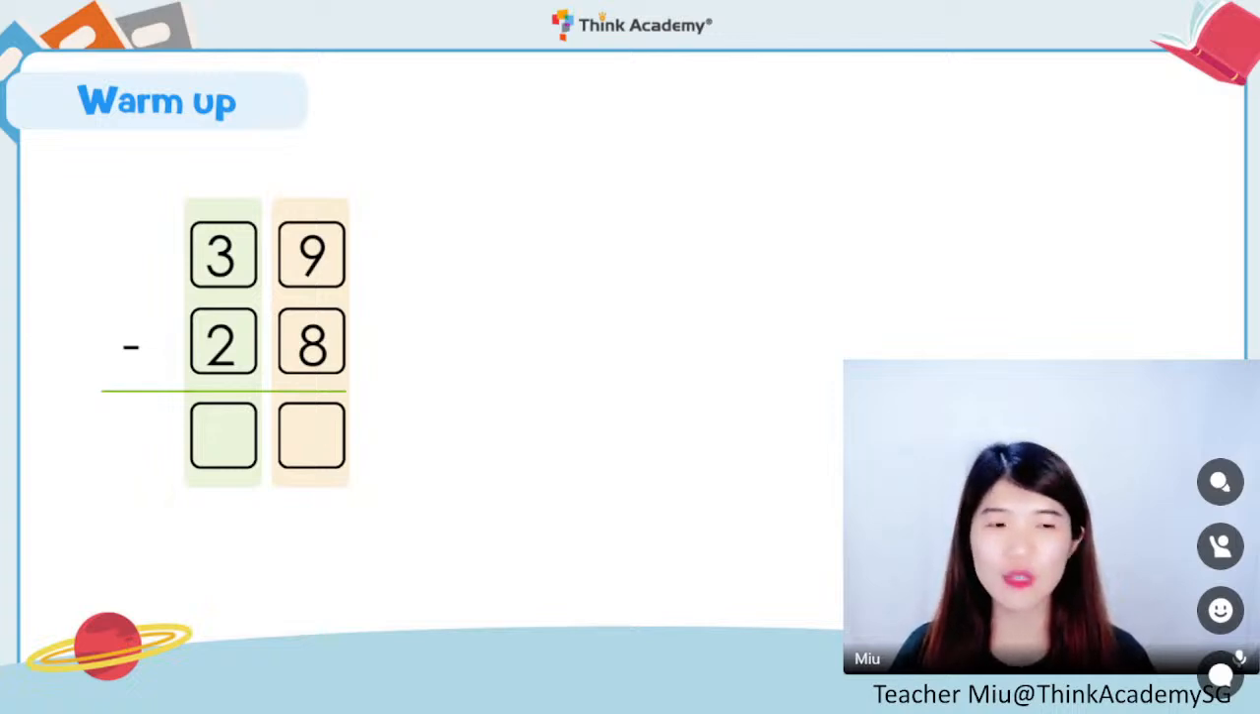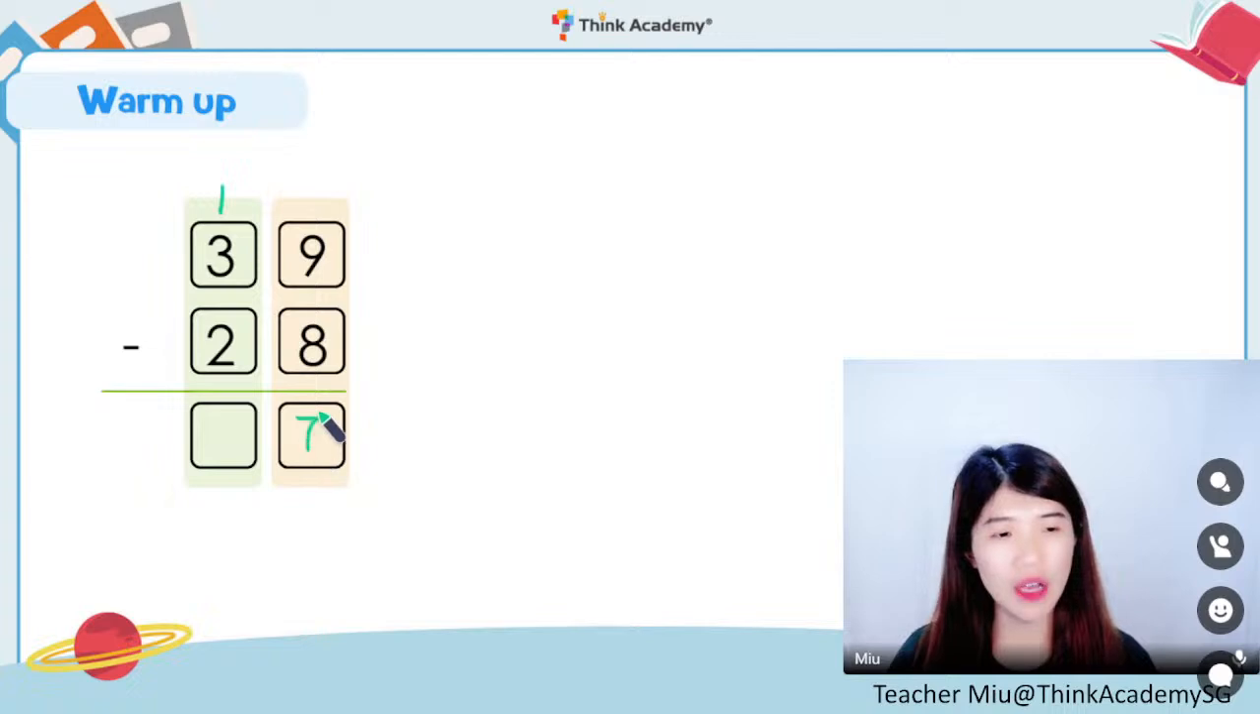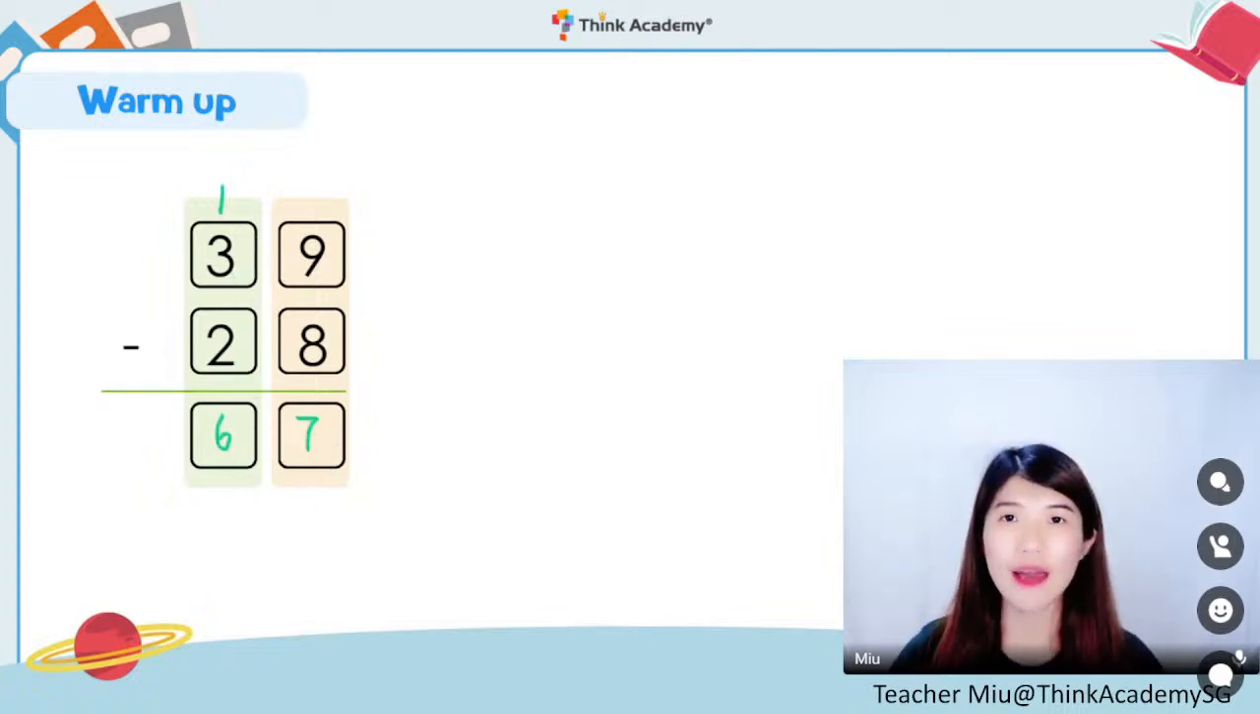This one is so easy. Now, okay, I know how to do. That's 9 plus 8 that gives me 17. Don't forget about the carryover. 3 plus 1 plus 2 that gives me 6. So the answer is 67. Am I right?